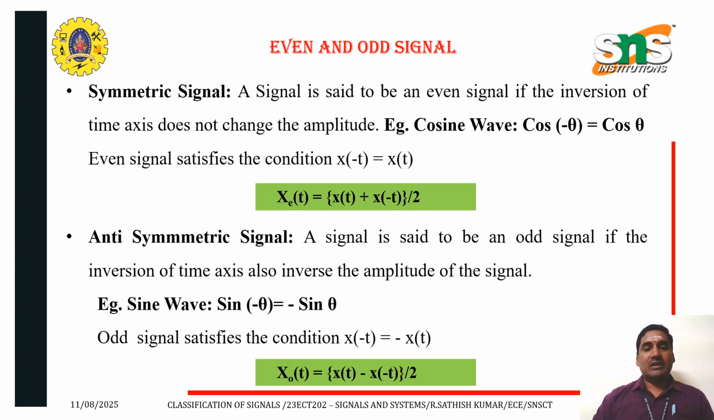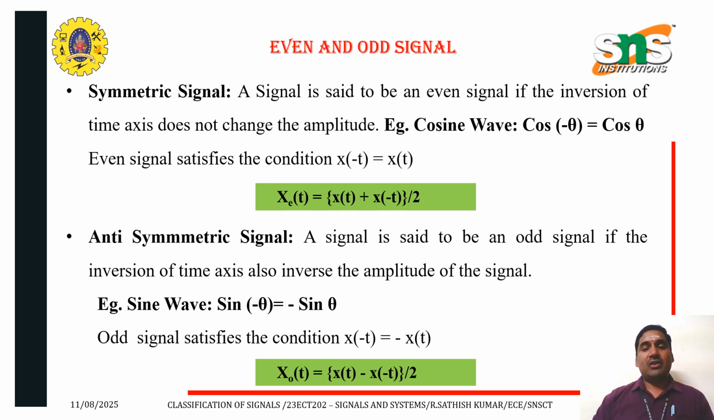Now, even and odd signals, also known as symmetric and anti-symmetric signals. A signal is said to be an even signal if the inversion of the time axis does not change the amplitude. Example, cosine wave: cos(-θ) = cos θ. An even signal satisfies the condition x(-t) = x(t). x_even(t) = [x(t) + x(-t)] / 2.